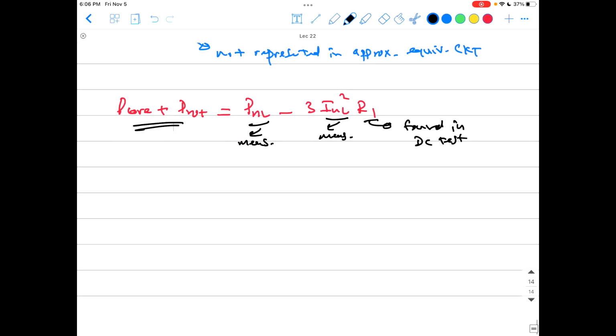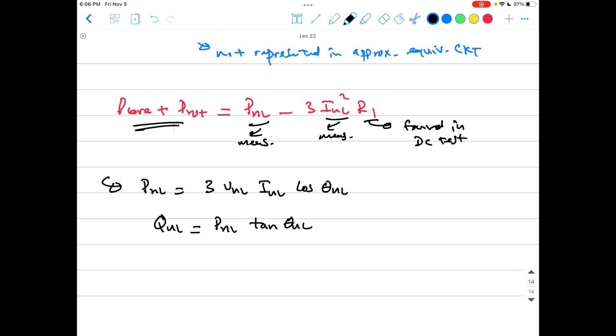And by the same means, P no load will equal 3 V no load I no load cosine theta no load. The same way you find Q no load, the reactive power, which equals P no load tan theta no load, because everything is known here. P no load, V no load, and I no load are all measured, so you can find theta no load easily. You just apply it here to find Q no load.